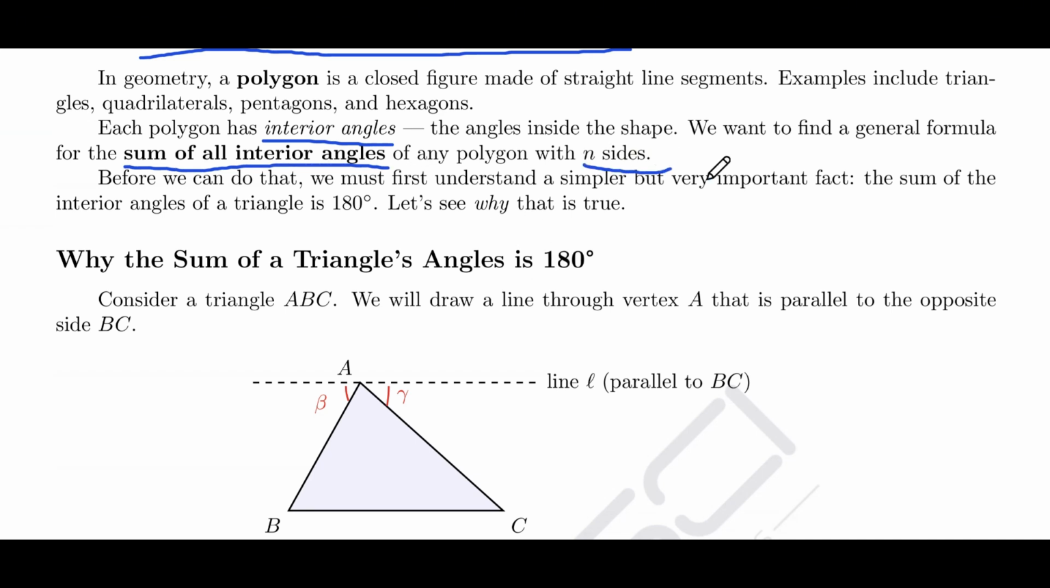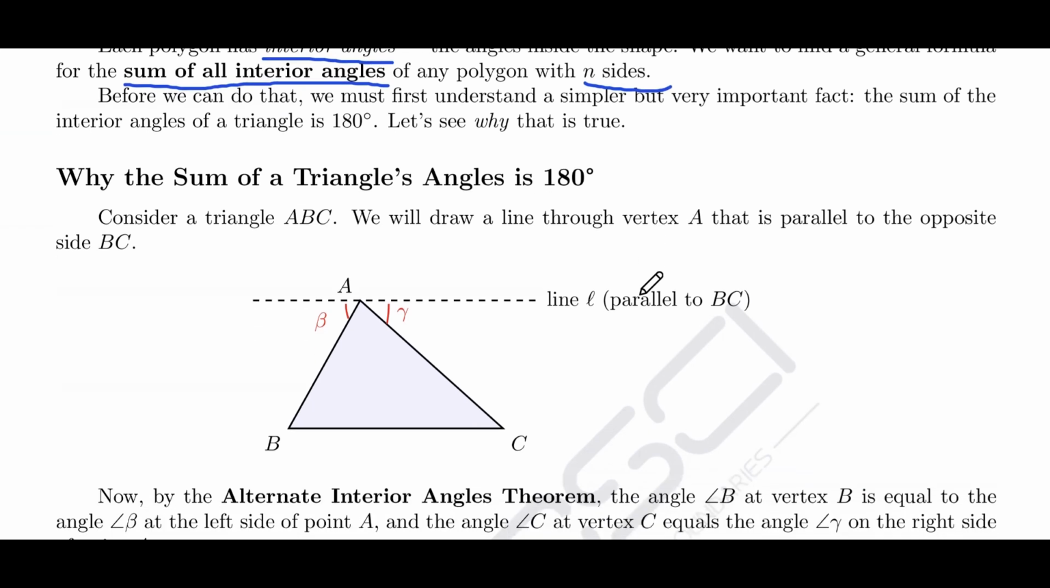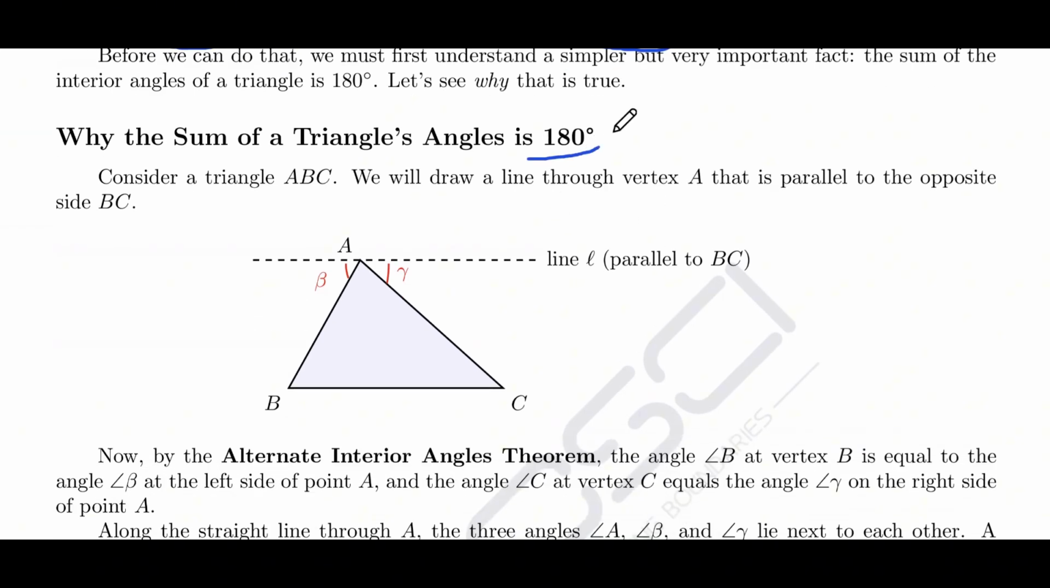But before we tackle that, we need to start with something simpler and very important: the fact that the sum of the interior angles of any triangle is always 180 degrees. Let's take a moment to understand why that's true.